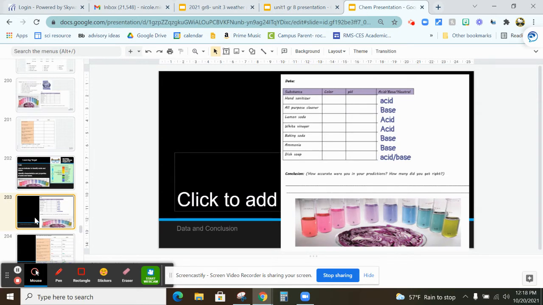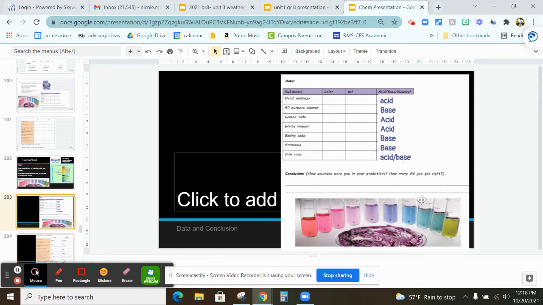They found hand sanitizer to be an acid, all-purpose cleaner to be a base, lemon soda like Sprite is an acid, white vinegar an acid, baking soda a base, ammonia a base, and dish soap was an acid or a base. If we think about soap, it should be a base, but a lot of times they use citrus scent in there, and that'll sometimes skew our results a little bit. But technically speaking, dish soap should be a base.